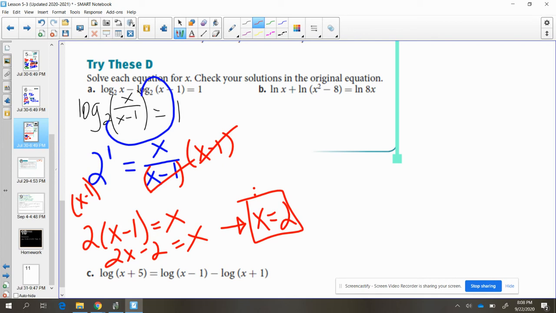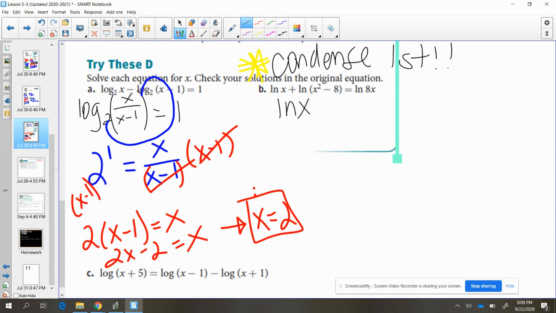Now, one of the biggest common problems you are going to see is one like B, because a lot of people are going to want to just cancel all of these logs out. Okay, you have to condense first. And that really goes for all of these problems. On this left-hand side, we can combine these natural logs using multiplication because they're being added. And now that we are down to one singular logarithm on both sides, we now can cancel these out, okay?